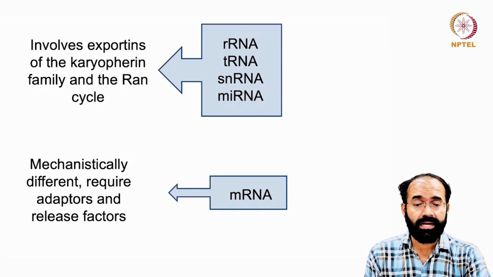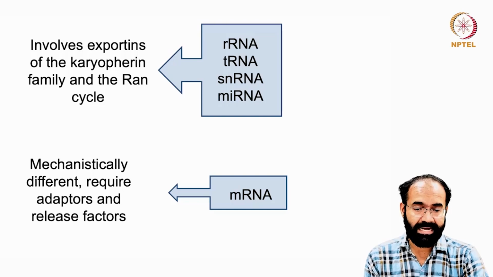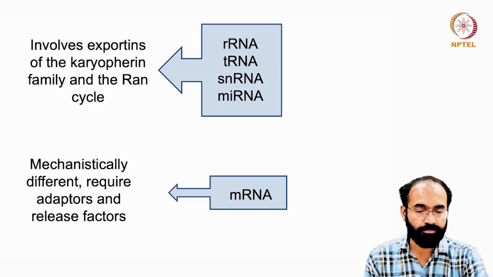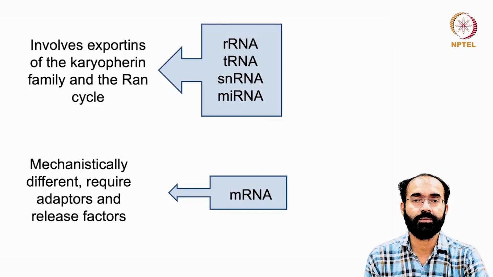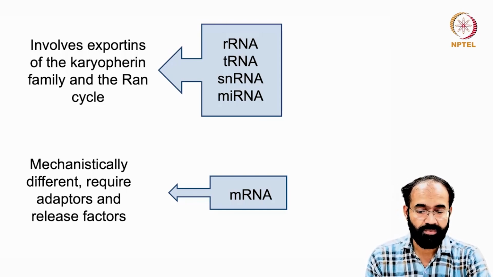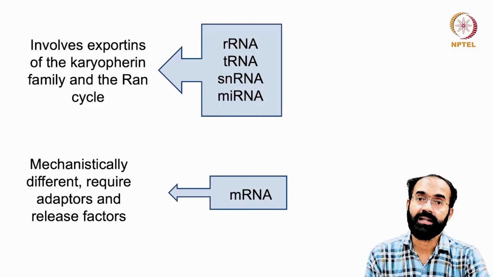So ribosomal RNA, transfer RNA, snRNA, microRNA, they follow a somewhat similar track, and that involves exporting of the karyopherin family and the RAN cycle. Whereas mRNA is a different species, like I was talking about humans and the four-legged animals. mRNA is mechanistically different and requires adapters and release factors.